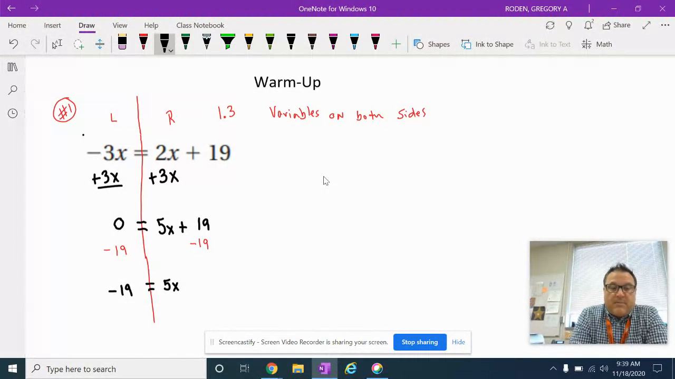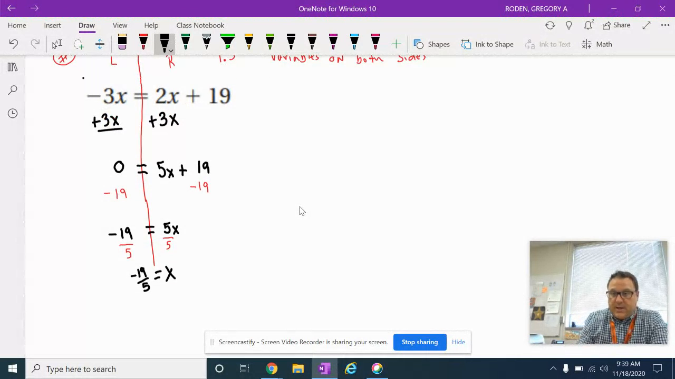Now, I'm not done yet because now I have to solve for x. Well, this is 5 times x, so now I'm going to divide both sides by 5. And my final answer that I want to put into Schoology is x equals negative 19 over 5.